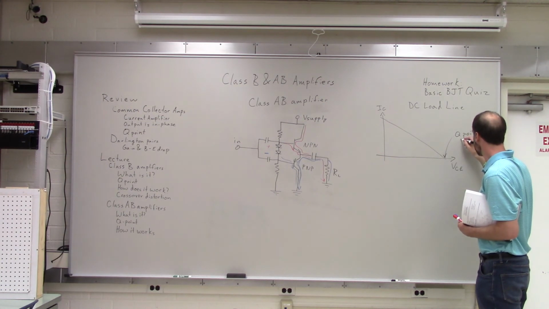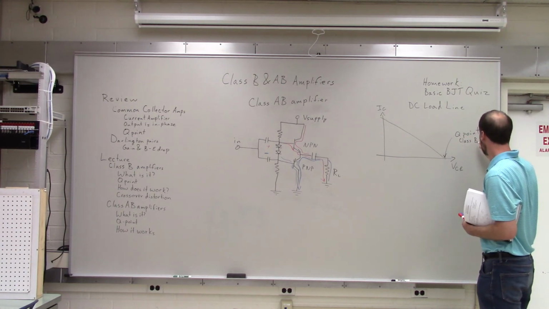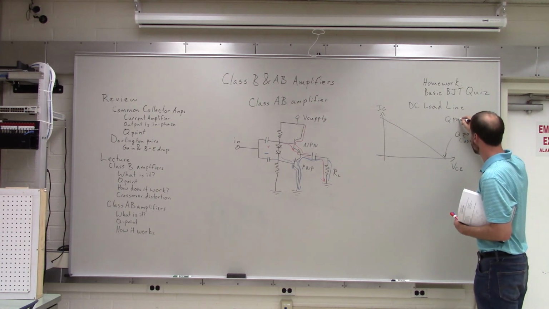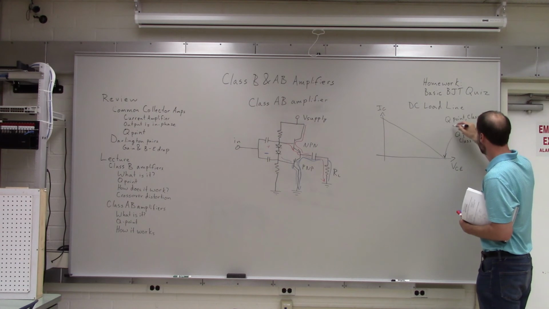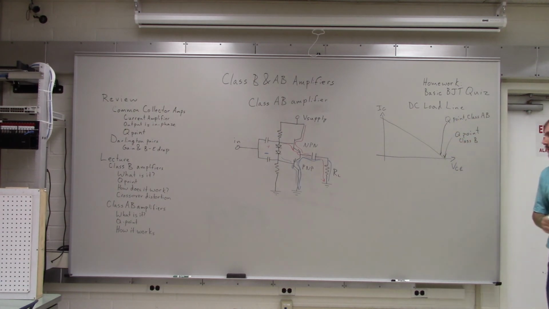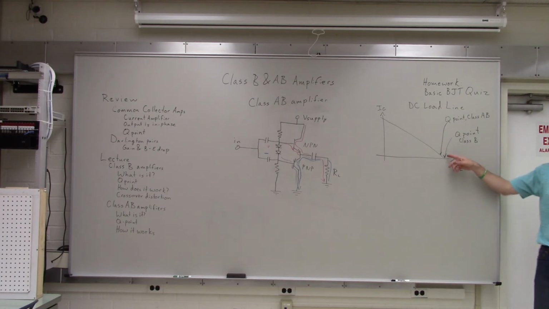So the Q point for the Class AB is just like that, okay? So it's not quite as low as the Class B, it's just a little bit higher. Okay? So it's still pretty efficient, but it's not quite as efficient. There might be just a little bit of current that is flowing even when there's no signal coming in, but it's a very small amount. It's not anywhere near the middle of the line. So, any questions about that?